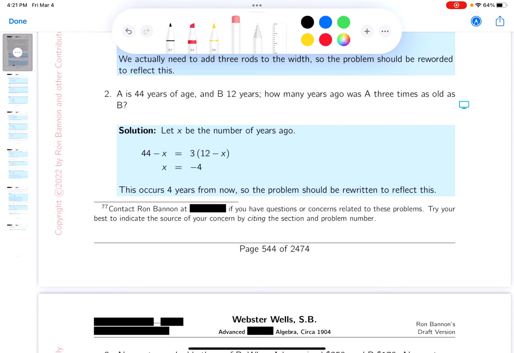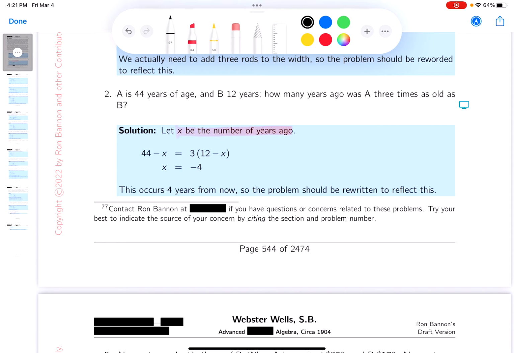Again, we have a problem here. It says A is 44 years of age, B is 12 years of age. How many years ago was A 3 times as old as B? So I'm going to claim that it's a good idea to name X to be the number of years ago.